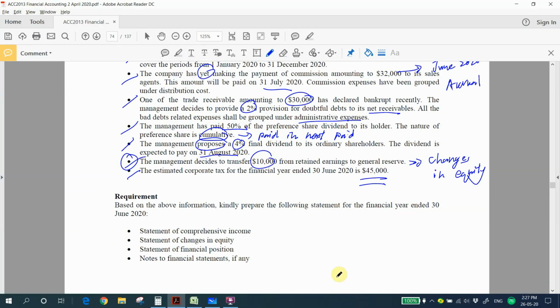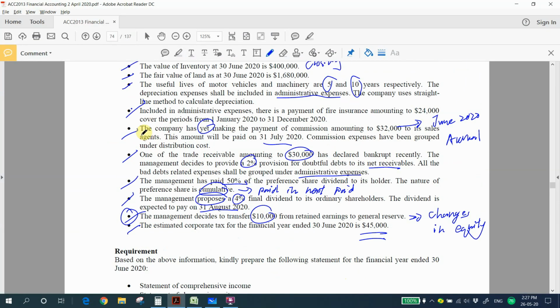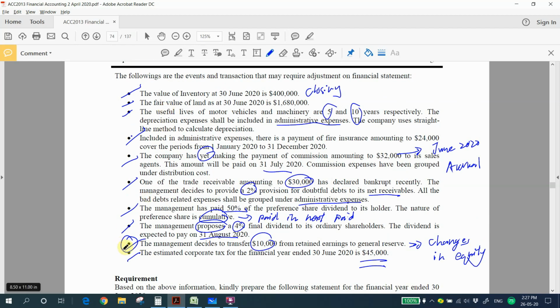So basically we have adjust all the information except for the last two, the last number 2, because this will only reflect when we prepare the statement of changes in equity.